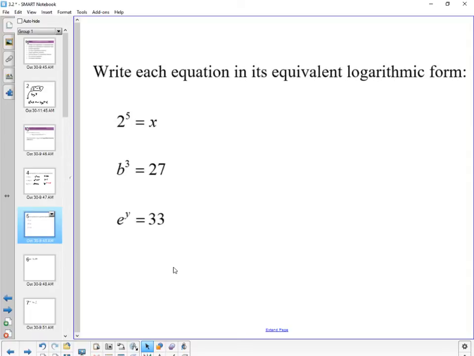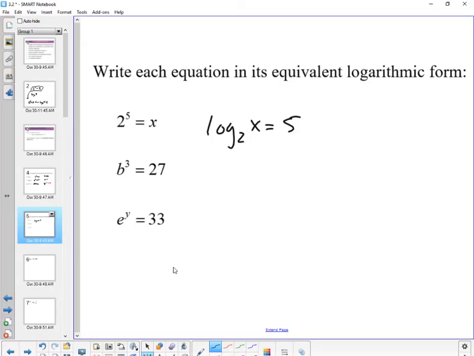Lily, what'd you get for the first one? I got log base 2 of x is equal to 5. Log base 2 of x is 5. Okay. How about the next one?